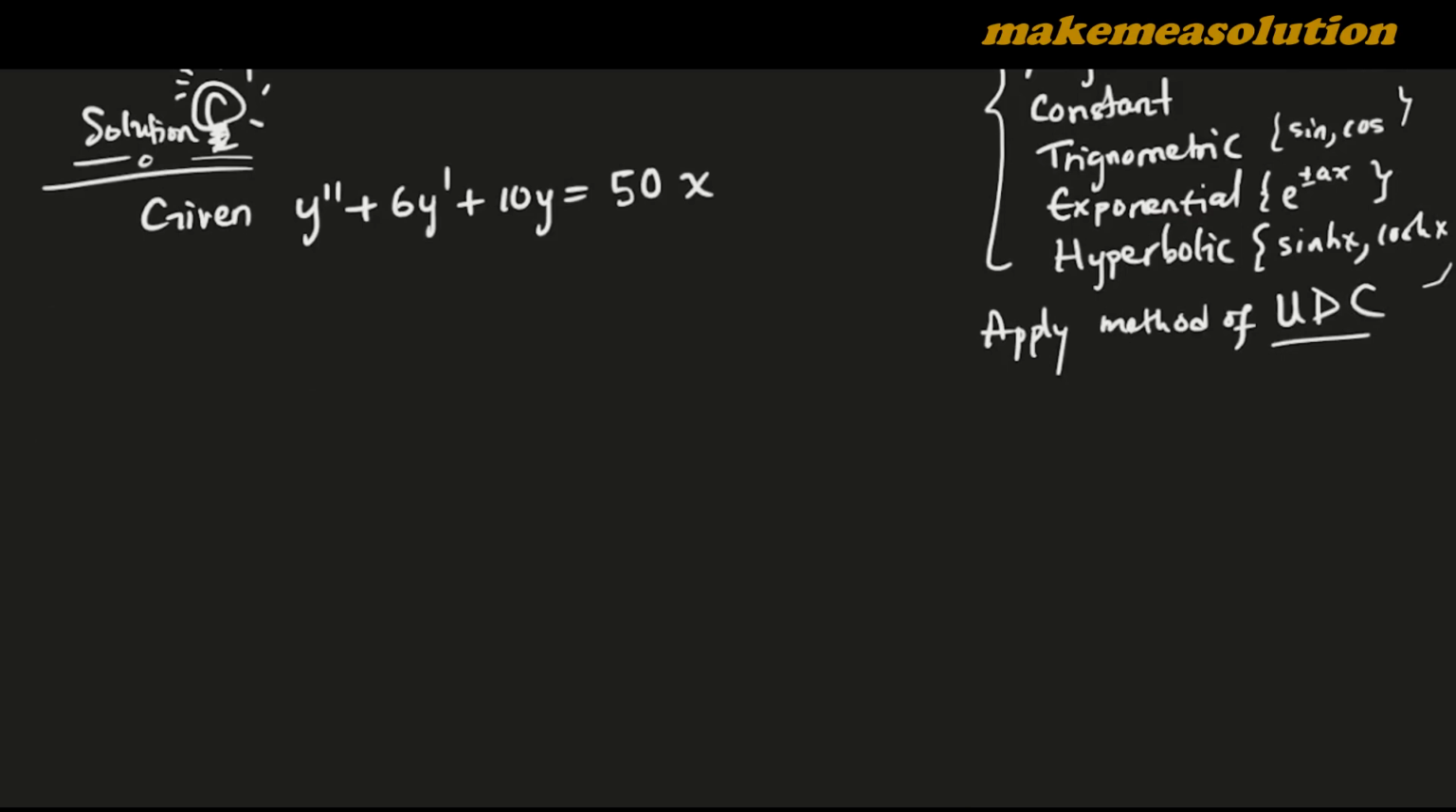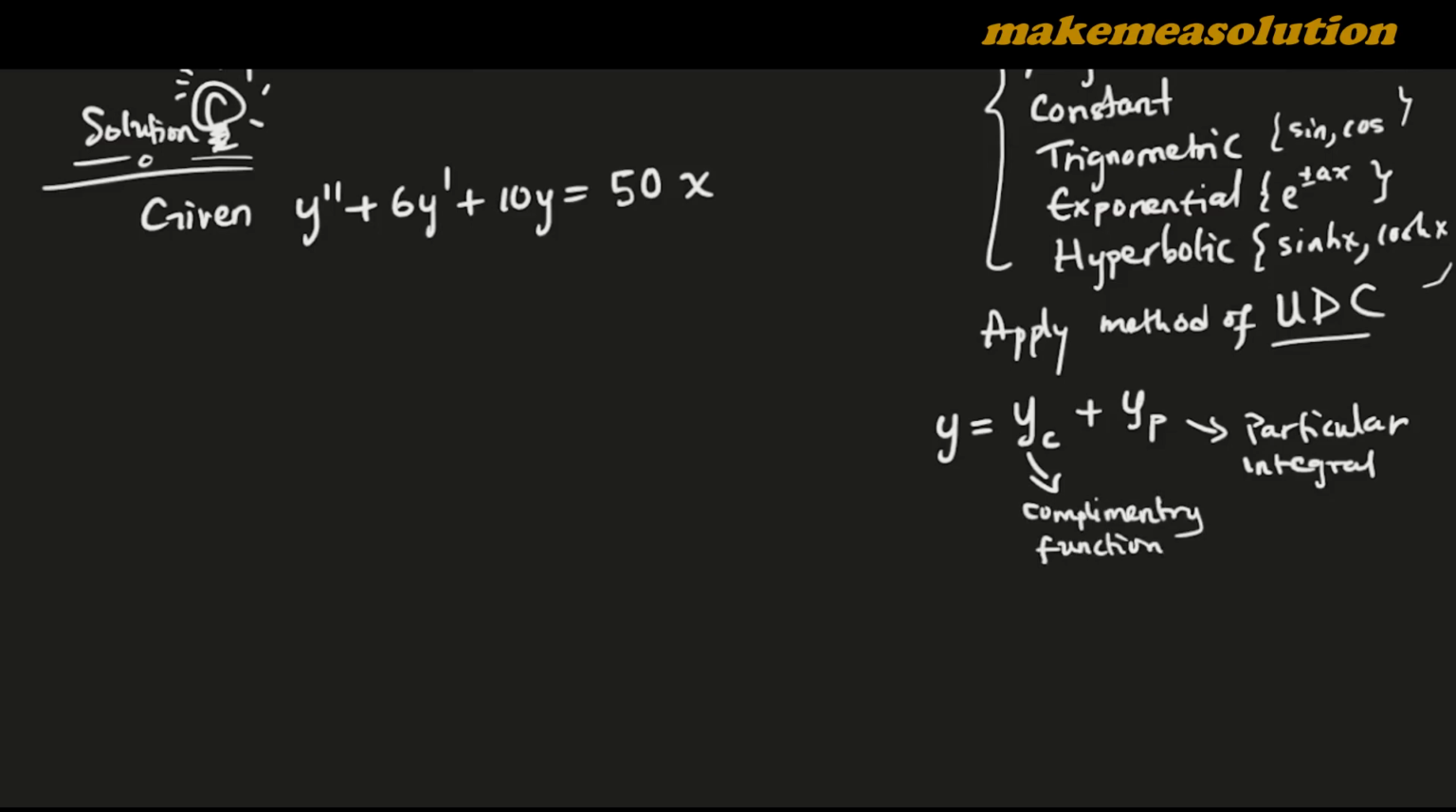Just to refresh some things that are necessary for solving this kind of problem: when you want to solve a problem that is non-homogeneous, in the sense that the right hand side is not 0, then your general solution will be divided into two, yc plus yp. Your yp is called your particular integral, and your yc is called your complementary function.